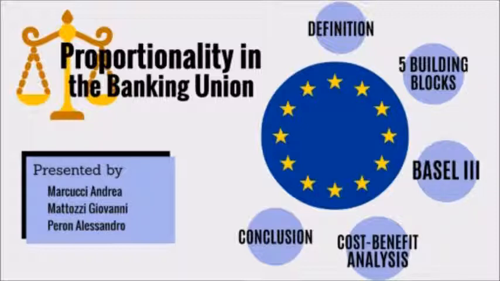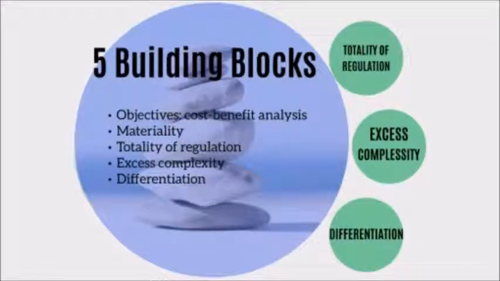It is possible to identify five milestones that found the principle of proportionality: objectives, so the cost-benefit analysis; materiality; totality of regulation; excess complexity; and differentiation. The cost-benefit analysis consists in evaluating whether a new regulation designed to address a market failure implies more or less costs than the failure that it is addressing. The main issue linked to this aspect of proportionality is that evaluating costs and benefits of a new regulation is not always an easy task, and sometimes it is almost impossible.